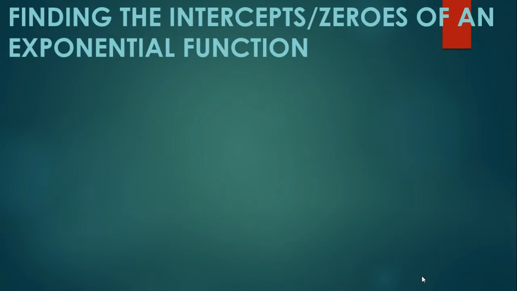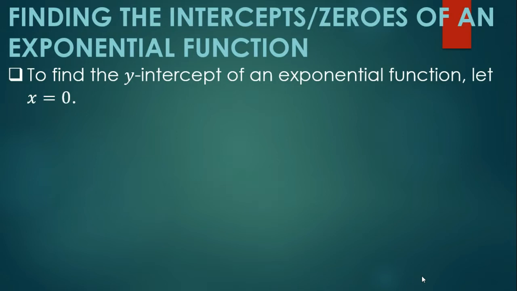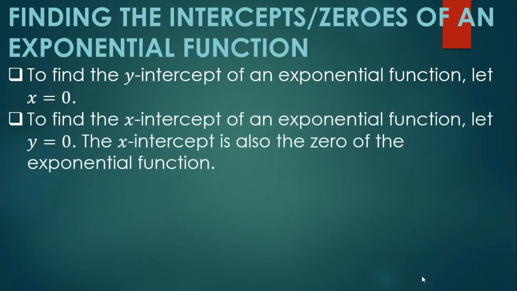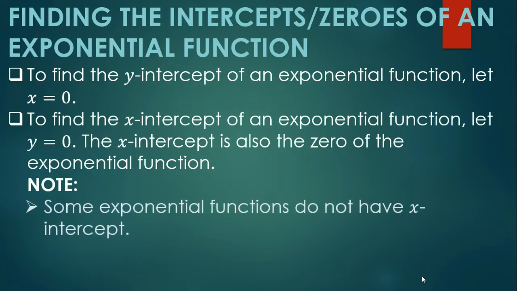The next one, finding the intercepts or the zeros of an exponential function. To find the y-intercept of an exponential function, we let x is equal to 0 and then we solve. Okay? To find the x-intercept of an exponential function, we let y is equal to 0. The x-intercept is also the 0 of the exponential function. So, yung x-intercept at 0, iisa lang yan. Okay? We have an important note here. Some exponential functions do not have x-intercept. So, hindi lahat ng exponential function ay mayroong x-intercept.